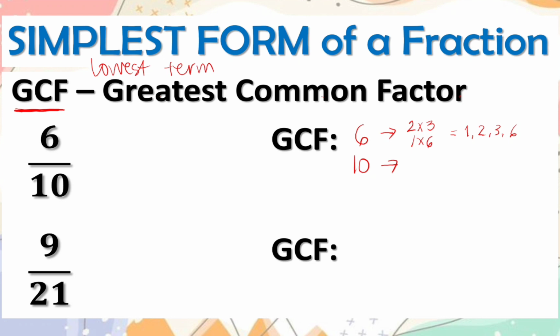Next is 10. So, ano ba yung mga factors ng 10? Numbers na kapag minultiply natin, it will give us an answer of 10. So, we have 2 times 5 and 1 times 10. So, let us list them in numerical order. So, 1, 2, 5, 10. Now, let us find the GCF, the greatest common factor. So, take a look of the factors that we have listed. Tingnan yung mga nilista nating mga factors. Ano dyan ang magkamukha? Common.